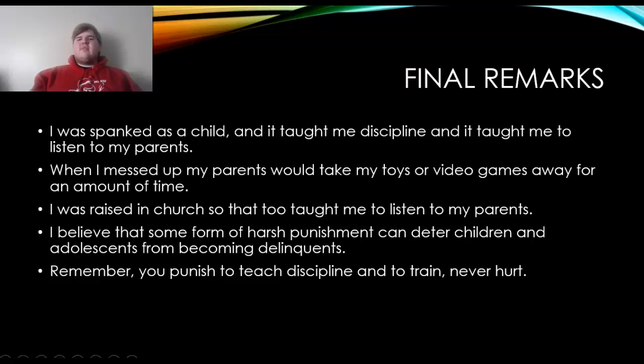And the last thing that I put down is something my mom taught me when she would spank me. She would always mention, almost every time, that she was doing this because she loves me. At the time I didn't understand it, but now I do. Remember, you punish to teach discipline and to train. You never punish a child to hurt. This mostly pertains to spanking because it's an act that does hurt, but my mom would say that she did it because she loves me. She never wanted to hurt me. So yes, that is my opinion on how you stop incorrigibility, and thank you for your time.